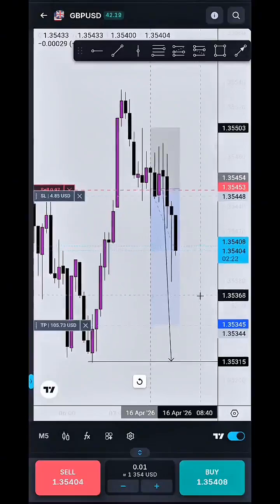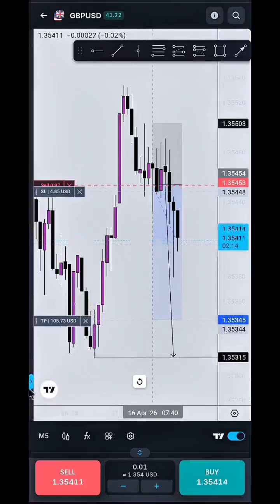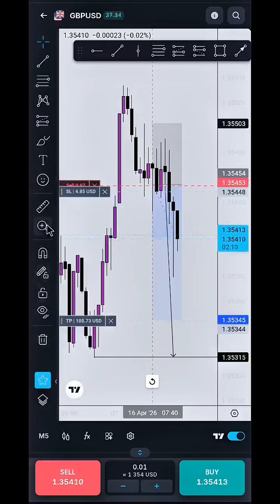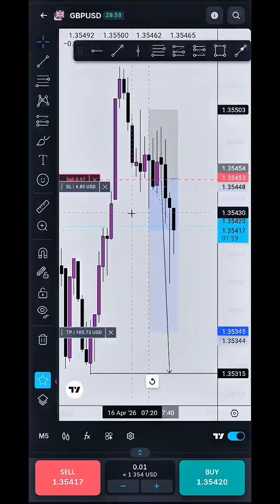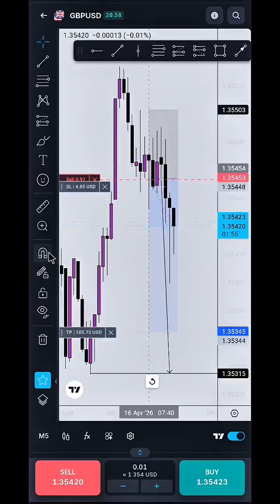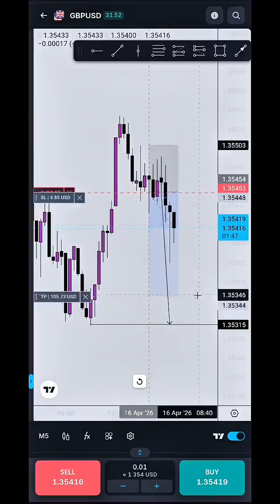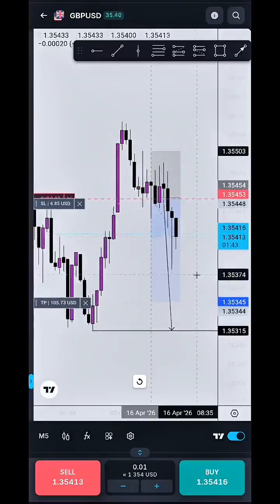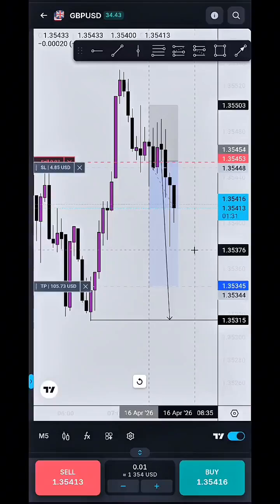Price is behaving very sporadically. So I'm going to go up one time frame. Why is the magnet not working?